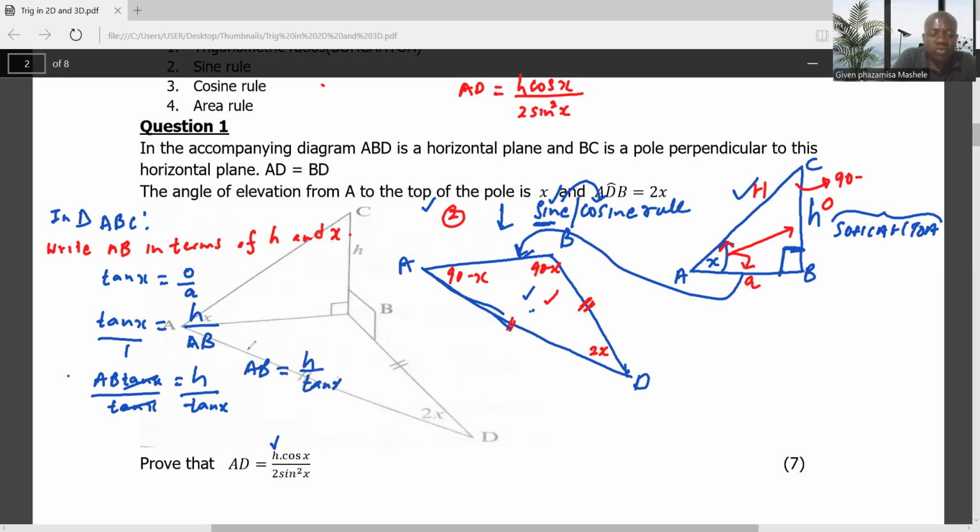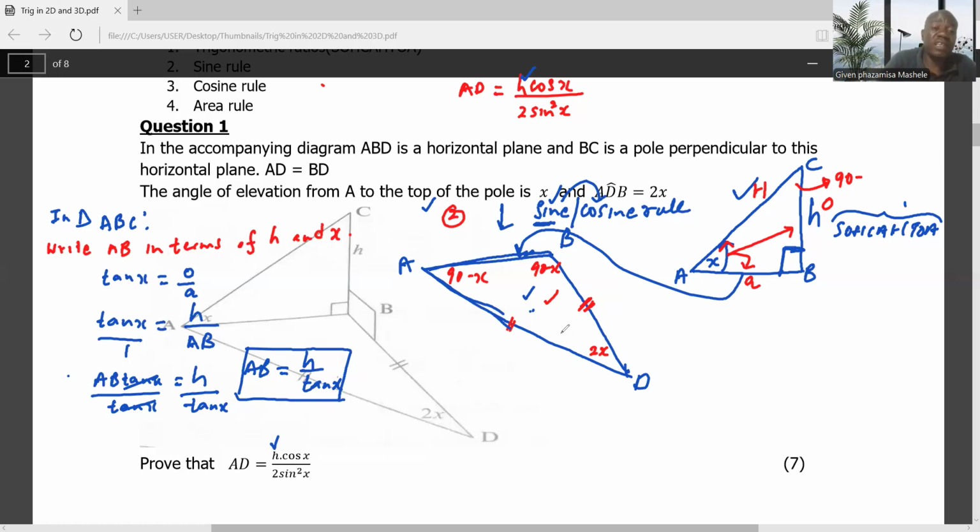You see what we have done here? We wrote AB in terms of H and X. Why? Because in our proof, they need this H, and H is not in triangle ABD. So that's why we have to use a common side to move from one triangle to another. Now we know the side AB in terms of H, then we can determine our AD.